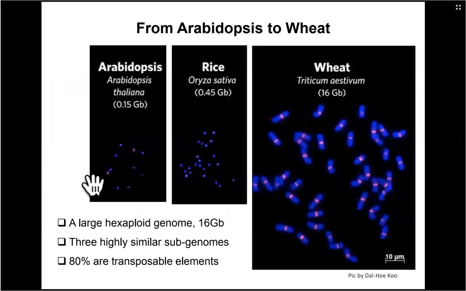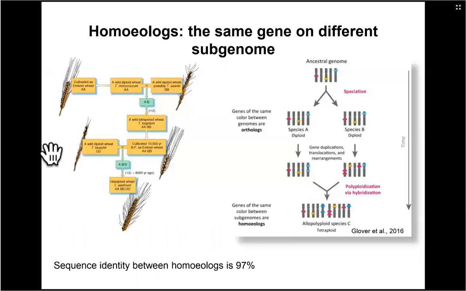Compared to Arabidopsis, wheat has a huge genome. It has 3 highly similar subgenomes with more than 80% transposable elements. The evolutionary history of the wheat genome is pretty complicated. The 3 subgenomes share part of their genes inherited from the same ancestor, and those genes are called Homoeologs. Since there are 3 highly similar Homoeolog copies in the wheat genome, the study of expression becomes more complicated.